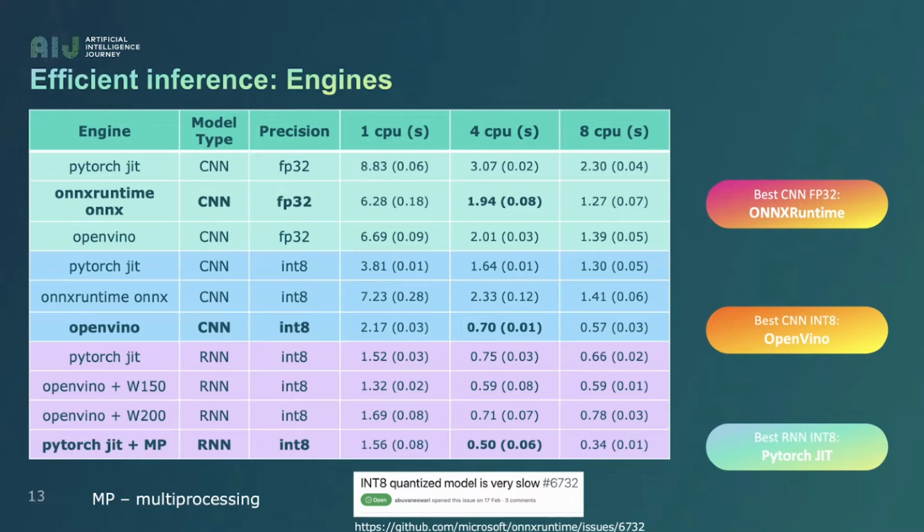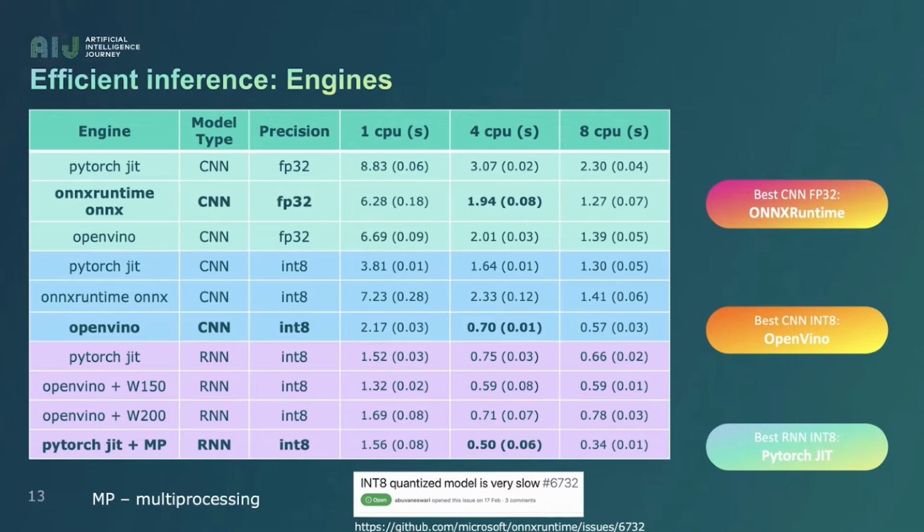We found out that if you choose CNN with FP32 accuracy, the optimal engine for this configuration is ONNX runtime. If you get to quantized models and your models are in INT8, then it's interesting to know that the leader is OpenVINO. At the same time, ONNX runtime works even slower than with FP32. I added the link below where you can see that this framework actually has problems with optimization for INT8.